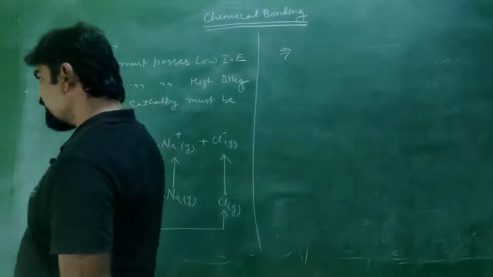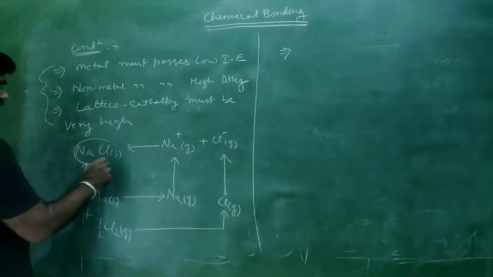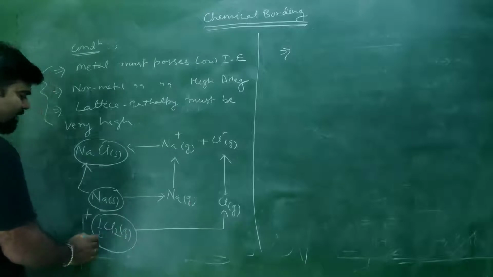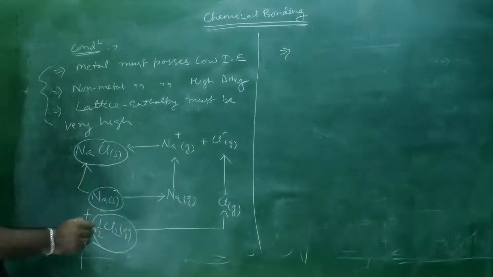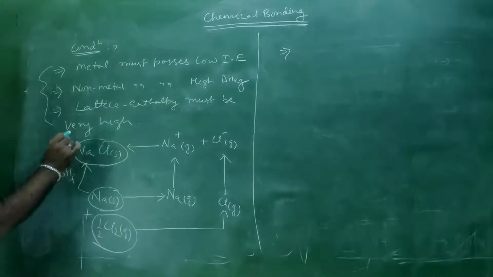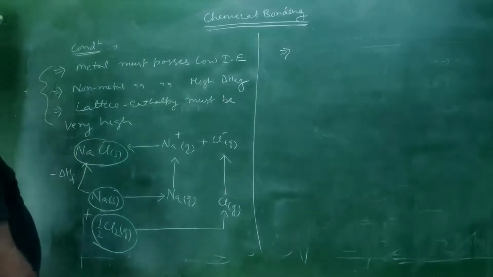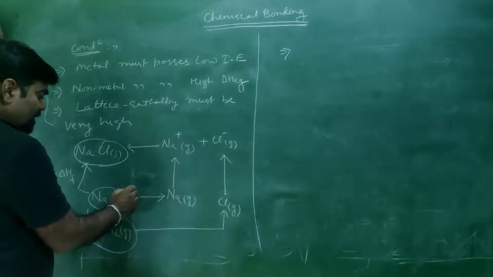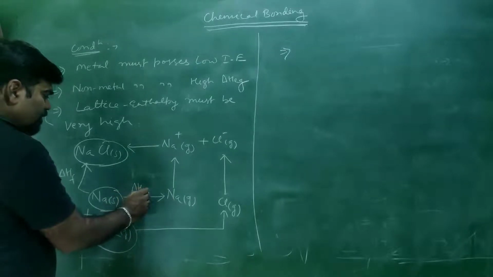In this case, NaCl is formed from its constituent elements Na and Cl2 gaseous, and whatever energy is released or absorbed is the enthalpy of formation of sodium chloride. Then Na solid is converted to Na gaseous by giving the enthalpy of sublimation.